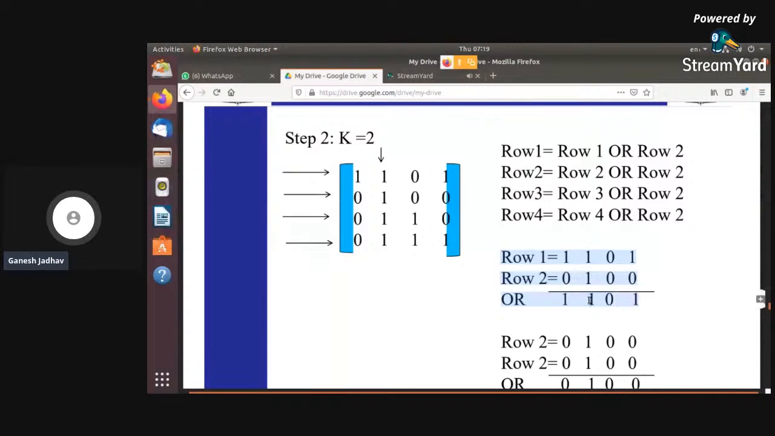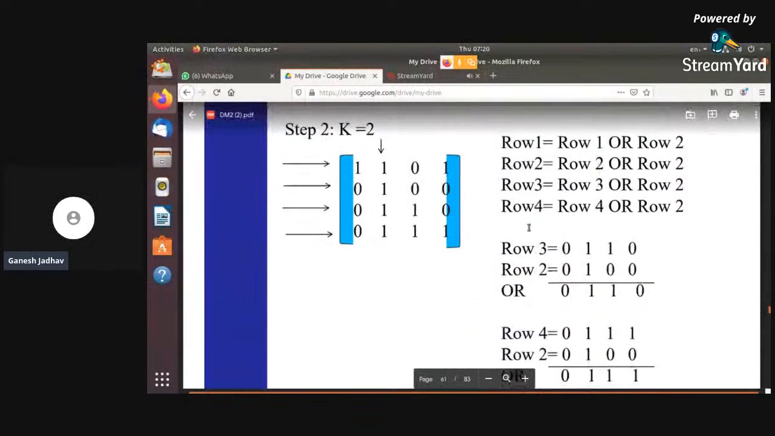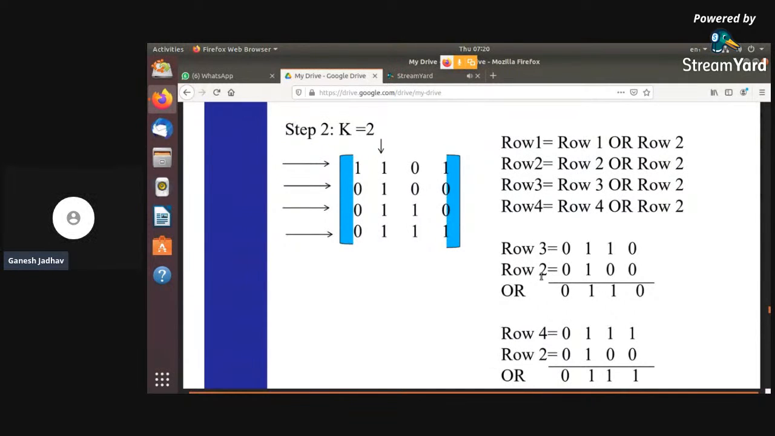Then another one, row 2. Write row 2 operation 0100 and row 2. So here also there is no effect, because this is an operation on the same row, so there is no effect. Then another operation, that is row 3 or row 2.